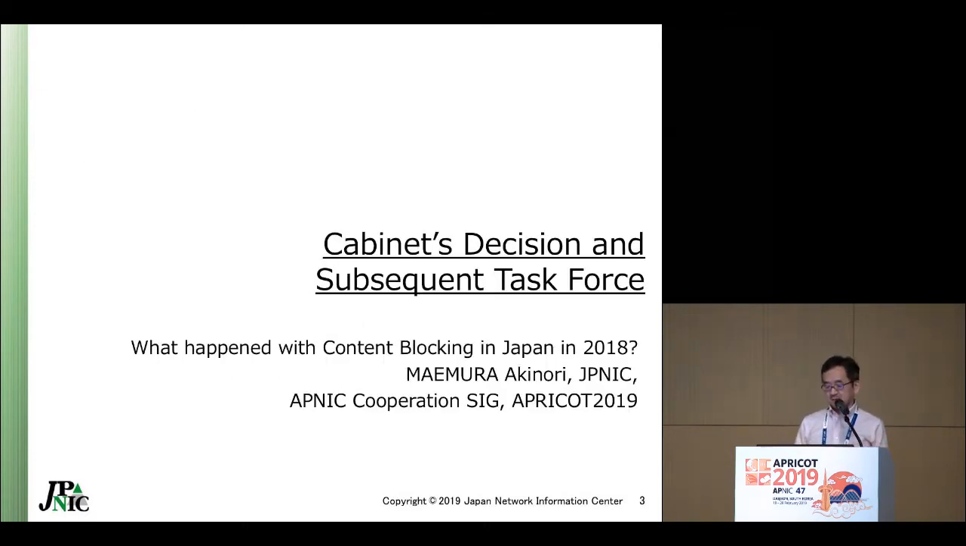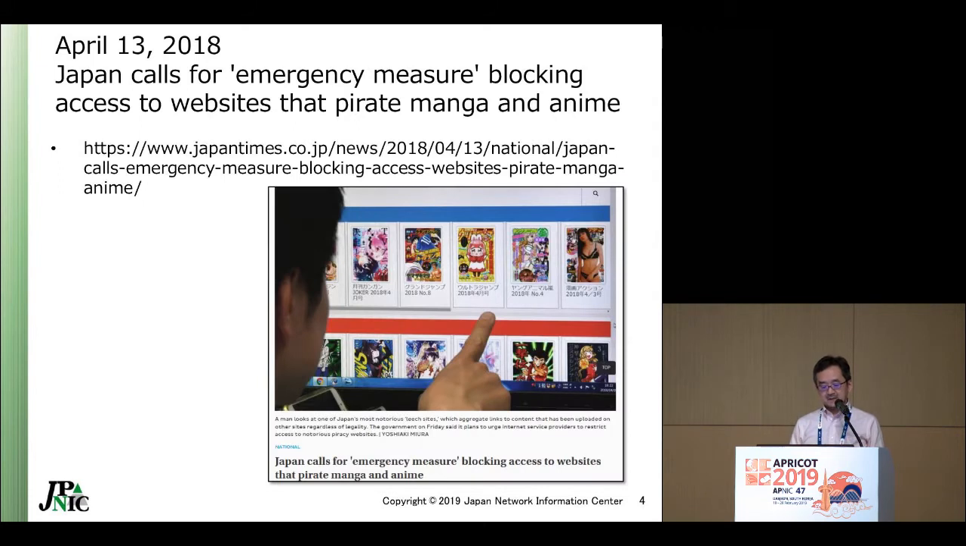So what happened with that task force? This is quite a rare case, but the Cabinet Secretary's decision was covered in English. You can find this on the Japan Times website. It happened on April 13th, and on that day the Japan Times covered it: Japan calls for emergency measures blocking access to websites that pirate manga and anime. So it is directly dealing with that decision by the Cabinet Secretary.